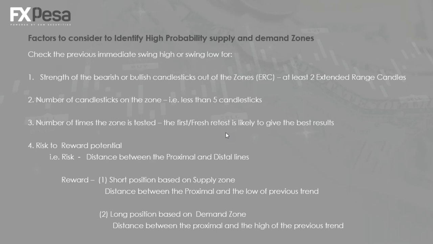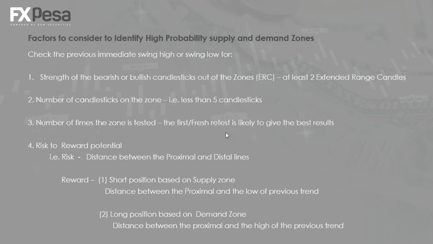So the second factor that you need to consider is the number of candlesticks on the zone, which should ideally be very few. So we are talking about a supply or demand zone to be very strong if the aggregate number of candlesticks that compose that zone are very few, and this would be between a minimum of 2 candlesticks and a maximum of 5 candlesticks.